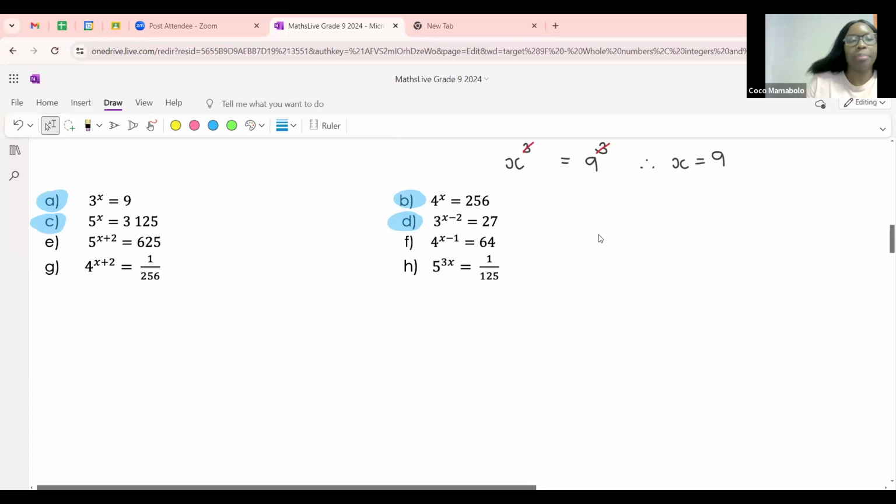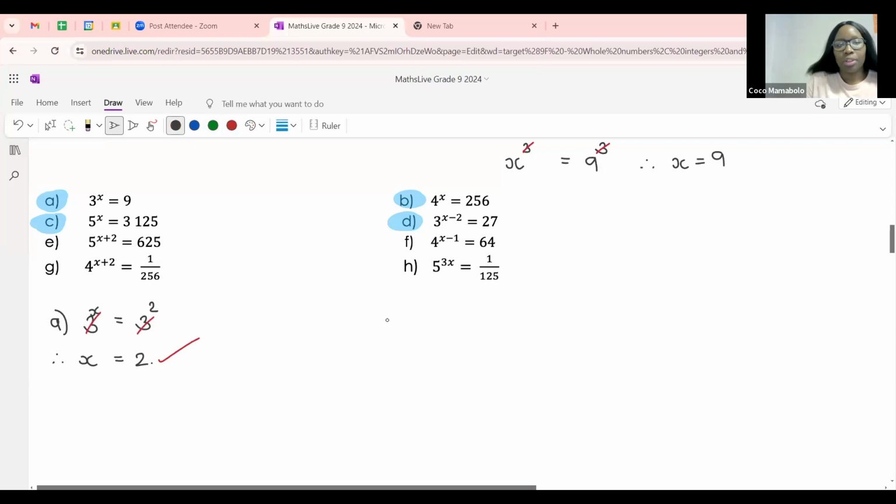All right. Okay, let's start with A. I know that I can rewrite 3 to the power of x, and I know that I can rewrite 9 as 3 to the power of 2. And as soon as I have the same base, I can drop my bases. Therefore, x is equal to 2. That's my final answer for A. 1 mark if you manage to get that right. All right. Let's go to B.